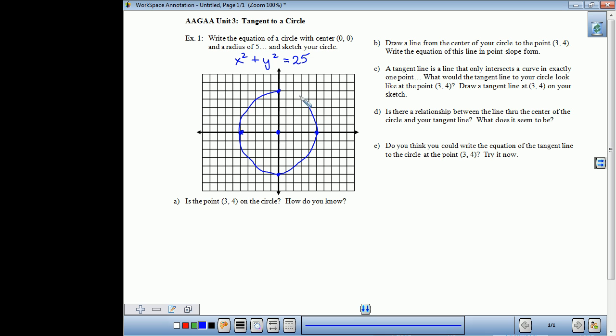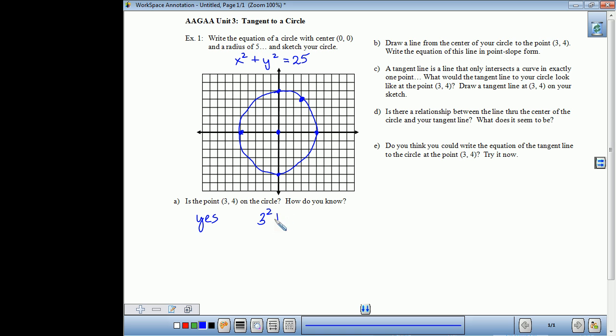My circle is a little lacking. Hopefully yours is a little better. So, is the point 3, 4 on the circle? Well, it appears, according to mine, it is. So, yes, it does look like it is, but since my circle is not drawn perfectly, the best way to know is to just plug that into the equation.